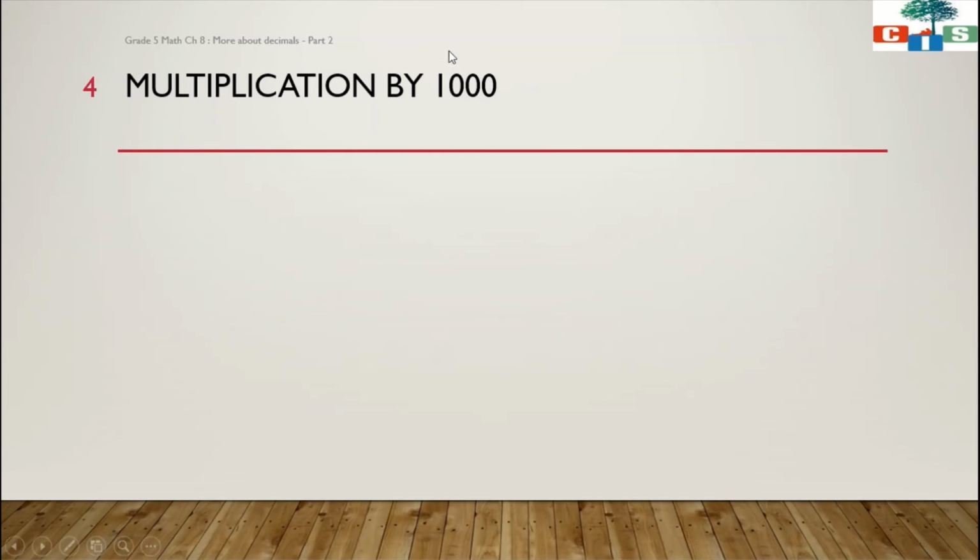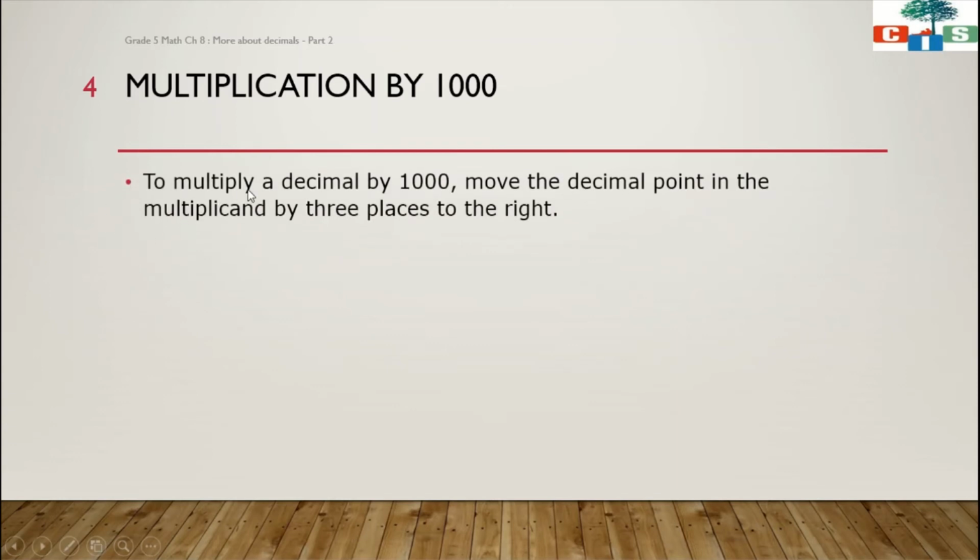Now scholars, we will see the next multiplication, that is multiplication by 1000. Here we have multiplier as 1000. In this we will learn how to multiply a decimal number when the multiplier is 1000. To multiply a decimal by 1000, move the decimal point in the multiplicand by 3 places to the right. We have to move the decimal point by 3 digits to its right. Now, why by 3 digits? Because we have multiplier 1000, and 1000 has 3 zeros. That's why we have to move the decimal point by 3 digits to its right. Now we will see one example related to it.